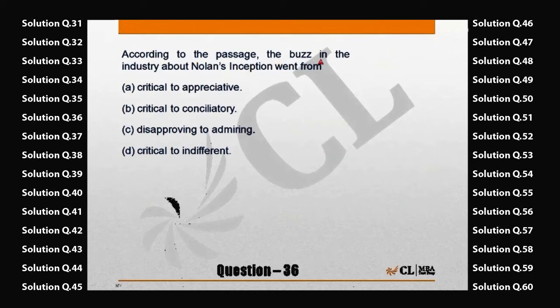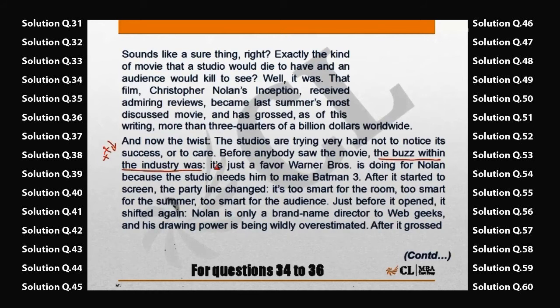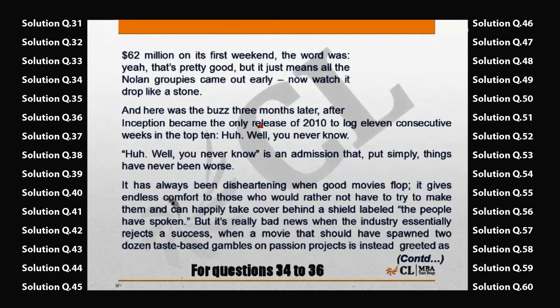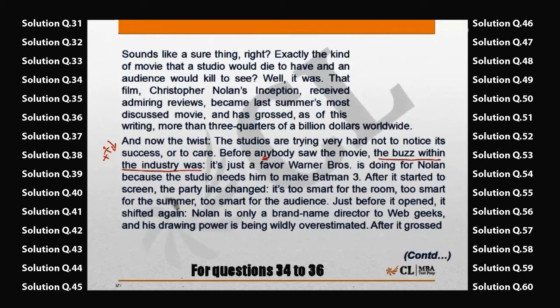36. According to the passage, the buzz in the industry about Nolan's Inception. Now we talk clearly about buzz. This is an easy question to handle. It definitely started being critical or disapproving. The buzz in the industry, just a favor. After its screenplay, the party line changed: it's too smart, it's not going to work. And then finally it ended with, well, you never know. Even though that is an admission, put simply, things have never been worse. So also the author says it's very hard for studios not to notice the success or to care.